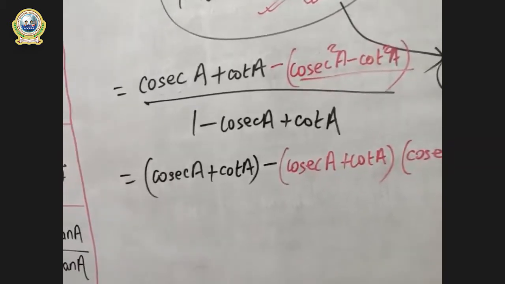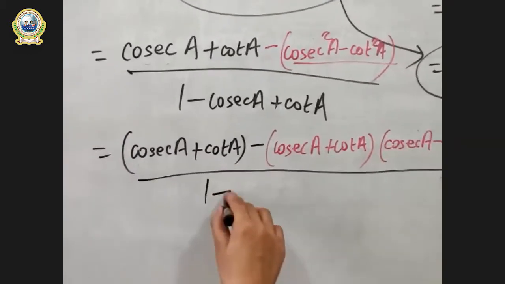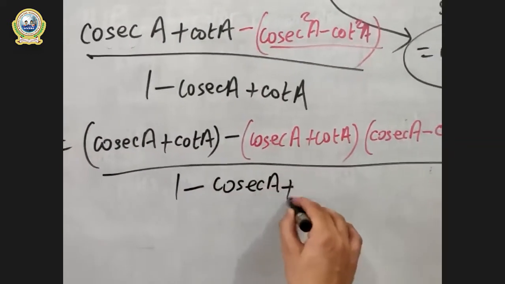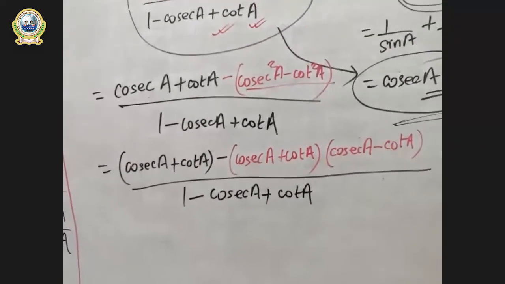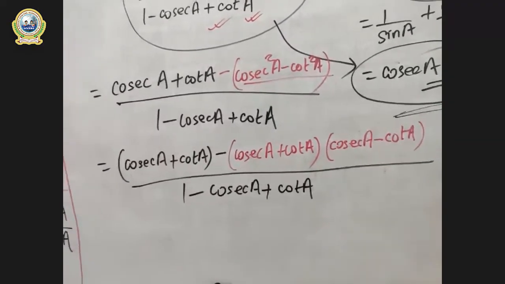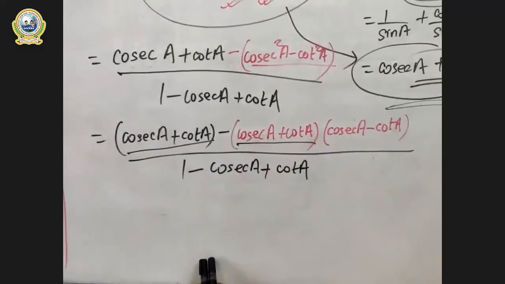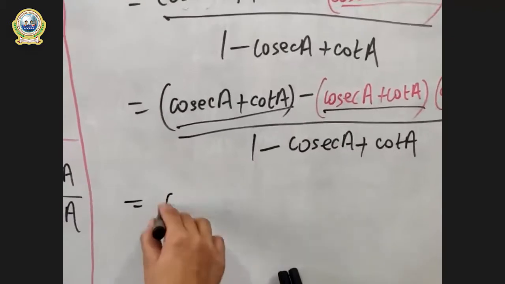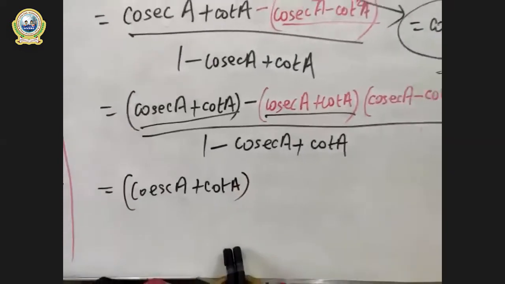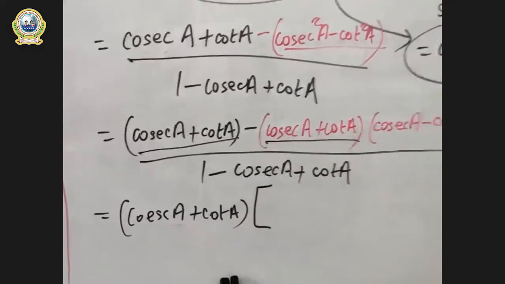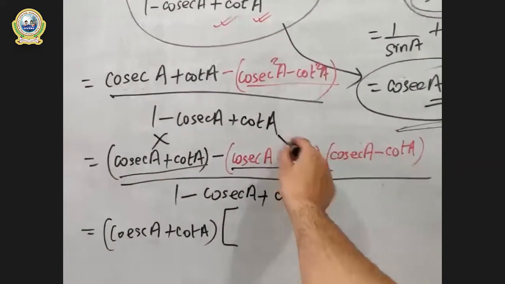Is this clear? Now our denominator is as it is, right? So our denominator will be now 1 minus cosec A plus cot A. Is this clear? Now after doing this step, I think we are having something as common, right? Look at here. This part is totally coming out as common. So let's take the common. Now common will be cosec A plus cot A. This can be taken as common. Now use the big bracket. So look at here. You have taken this as common from here and this as common from here.